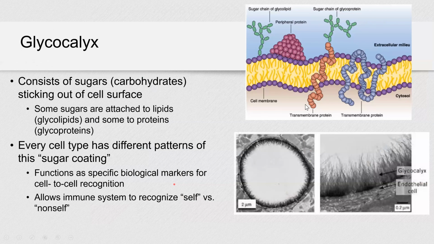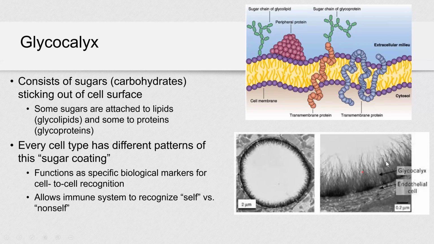Now, remember I told you we will discuss the glycocalyx. Now, the glycocalyx consists of sugars, carbohydrates, sticking out of the cell surface. Some sugars are attached to lipids, making glycolipids, and some to proteins, making glycoproteins. Right, so if you see over here, this sugar is attached to a lipid, so now we can call this lipid a glycolipid, and this sugar attached to a protein is a glycoprotein.